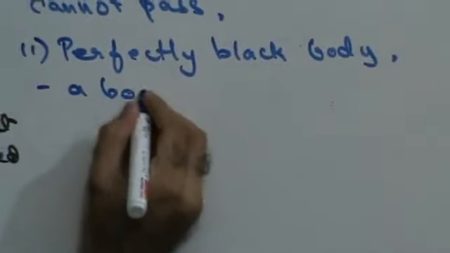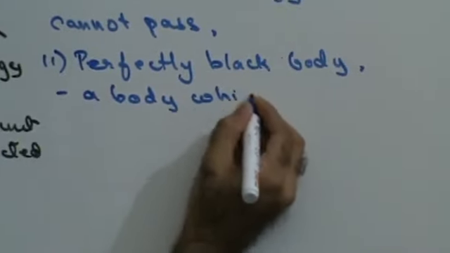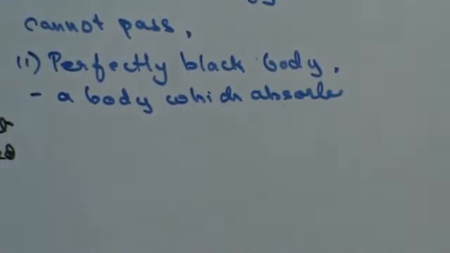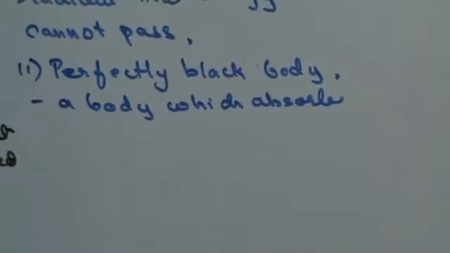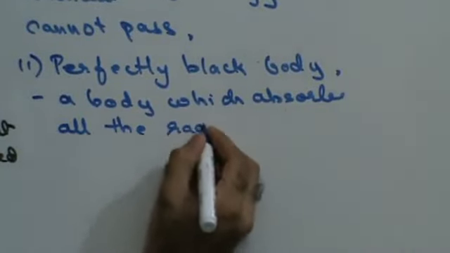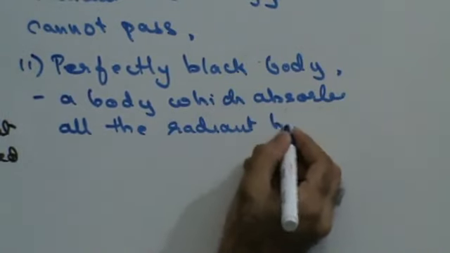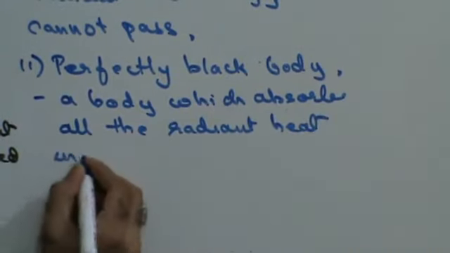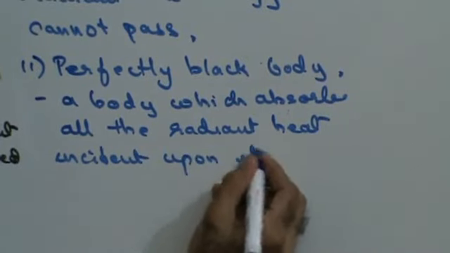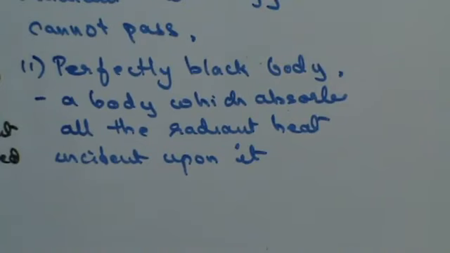A perfectly black body: a body which absorbs all the radiant heat incident upon it is called a perfectly black body.